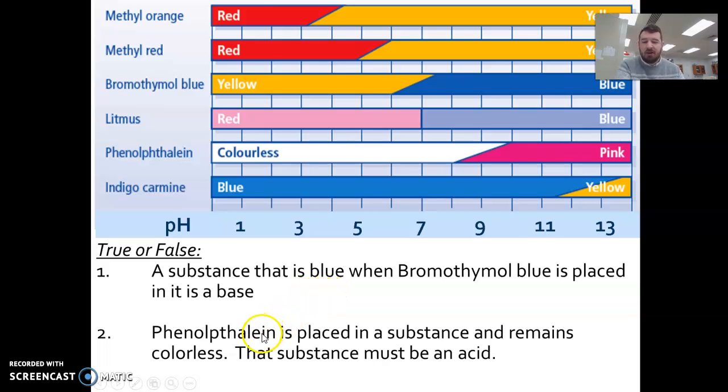Okay. Number 2, phenolphthalein is placed in a substance and remains colorless. The substance must be an acid. So if I'm looking at phenolphthalein as colorless, right, it's not only just acids that would be colorless, but also neutrals as well. So that would be false.